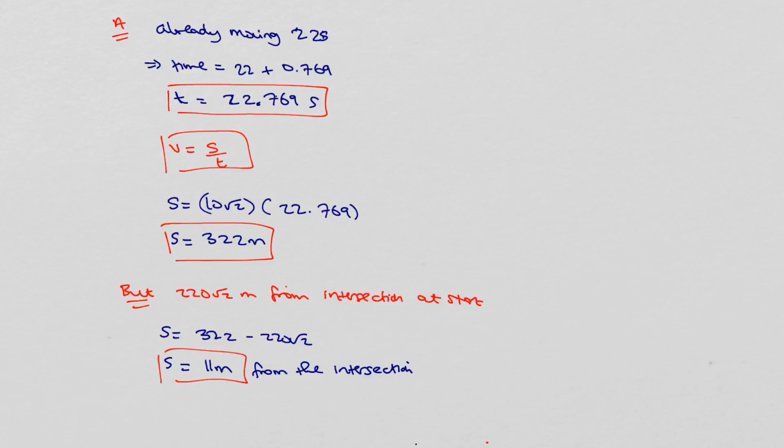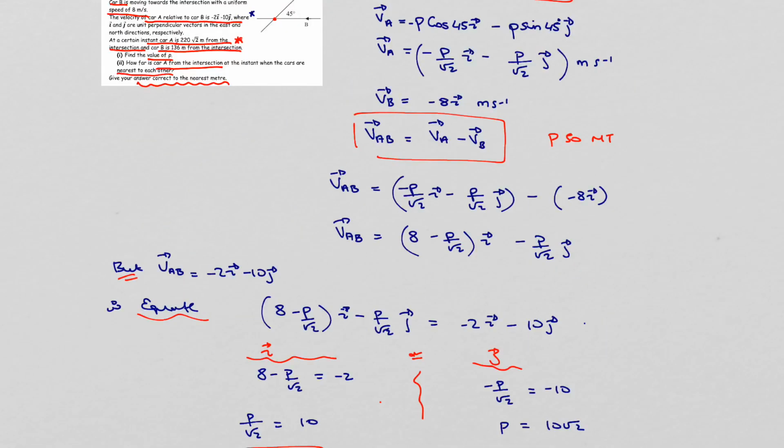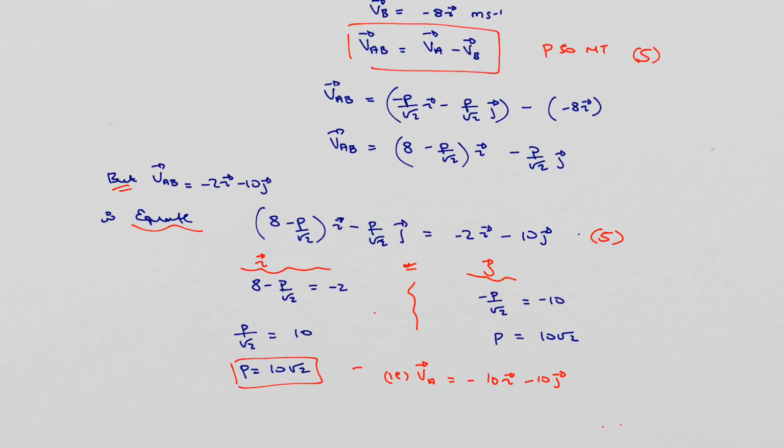Okay, so in terms of marks, if we go back to the start, we have the velocity of A relative to B. If we're writing down our equation, we had 5 marks. By equating these two, we had 5 marks. For working out what P was, we had 5 marks. So we had 15 marks just to work out P. And then we had another 15 marks going for part 2.